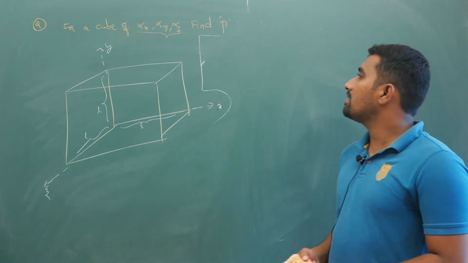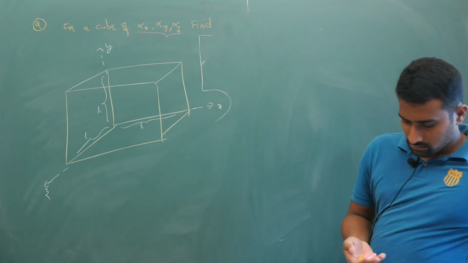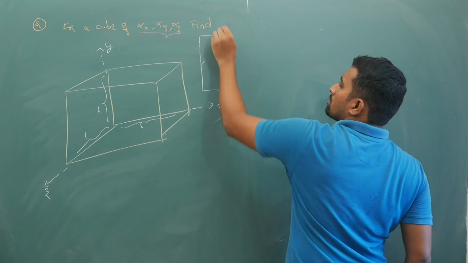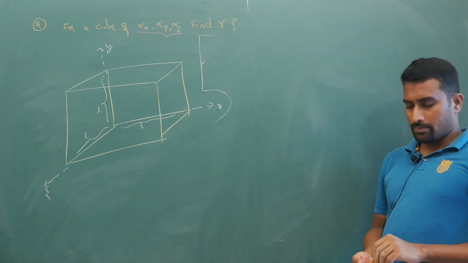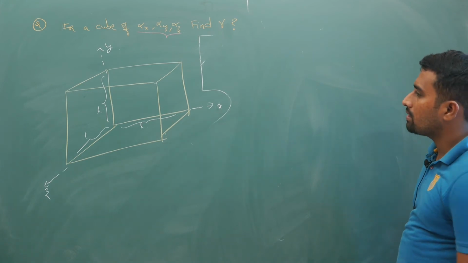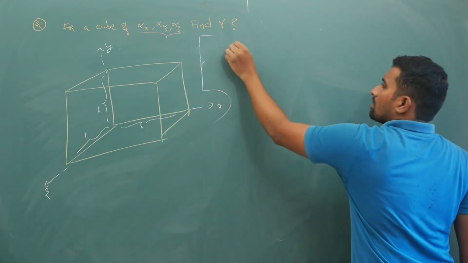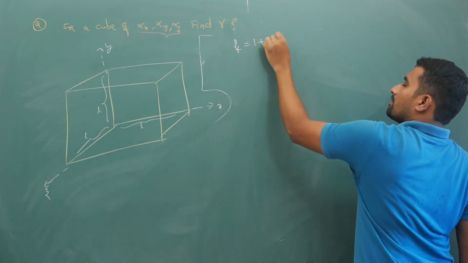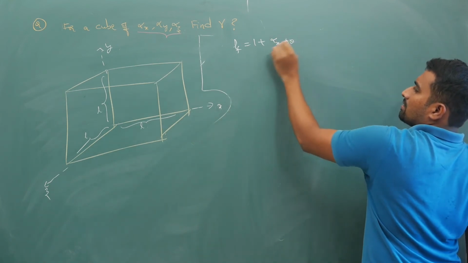For cube, get the value of gamma. Okay, you try it. So once again, your L final is 1 plus alpha x into delta theta.